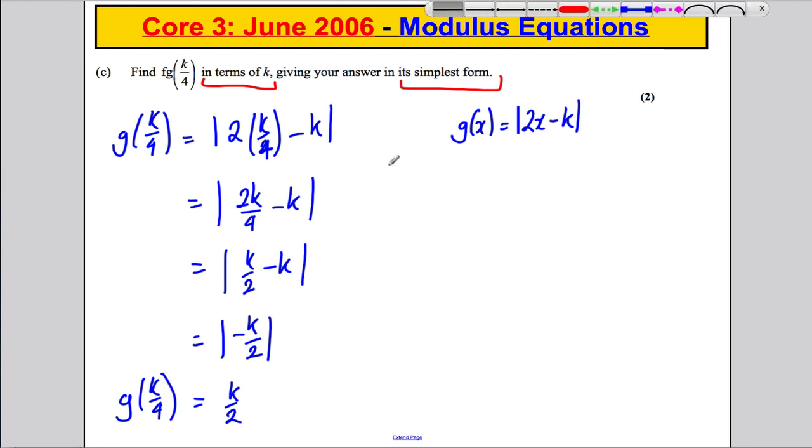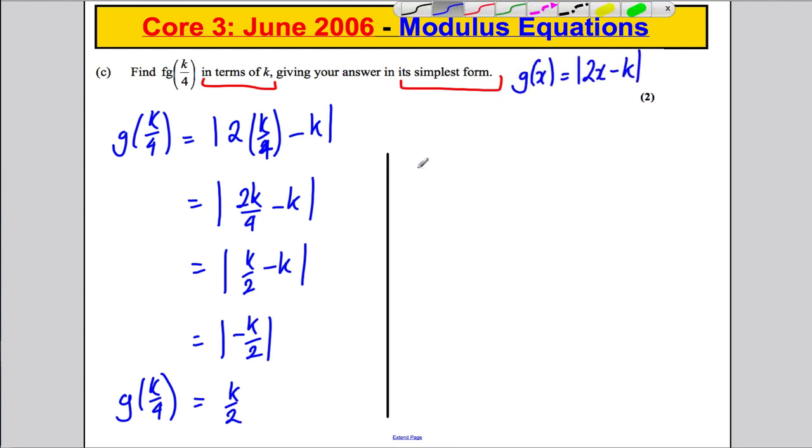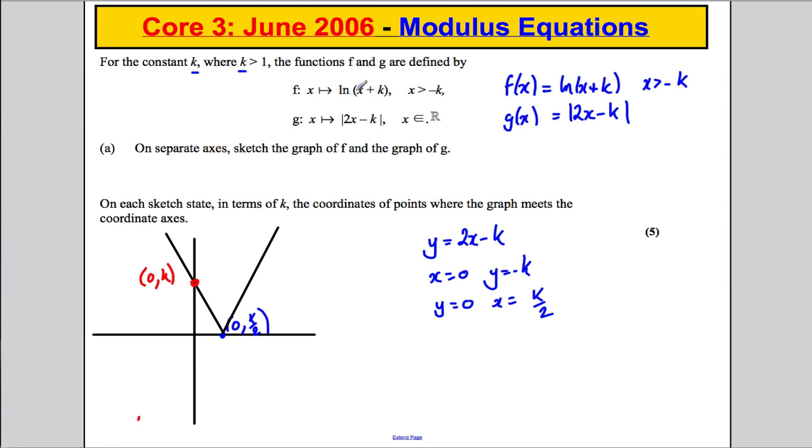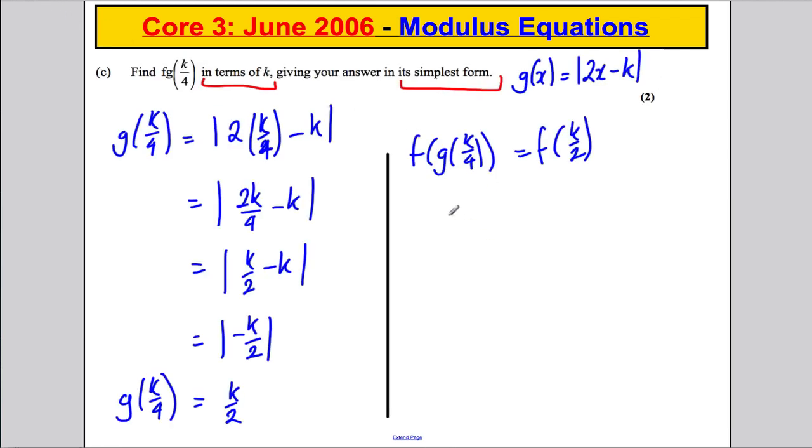Now you should go down the page, I'm just going to go across for this particular example. Therefore, f of g of k over 4 is the same thing as f of k over 2, because g of k over 4 is k over 2. We know that f is ln of (x plus k), so this is equal to ln of (k over 2 plus k), which is simply ln of 3k over 2. And you're done.